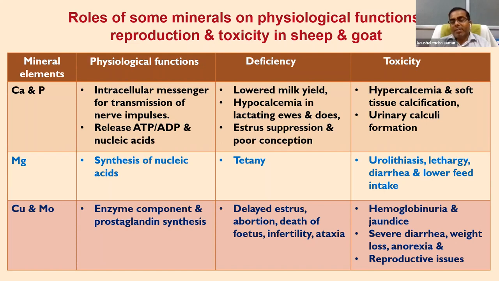Neurological problems may arise in deficiency of copper and molybdenum. Under toxicity conditions, or excess of copper and molybdenum, hemoglobinuria, that is excretion of hemoglobin with urine, may arise, which leads to an anemic condition, and jaundice may appear. Shooting diarrhea may happen in copper toxicity and molybdenum toxicity. Anorexia, meaning reduction in feed intake, and reproduction related issues may arise in toxicity of copper and molybdenum.